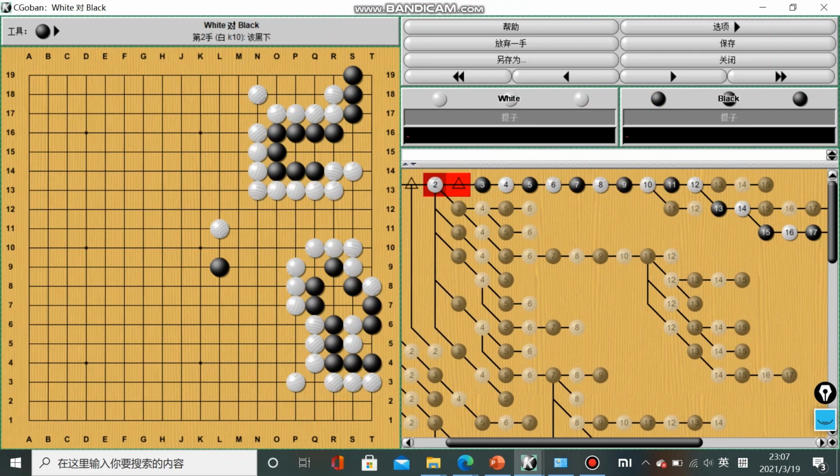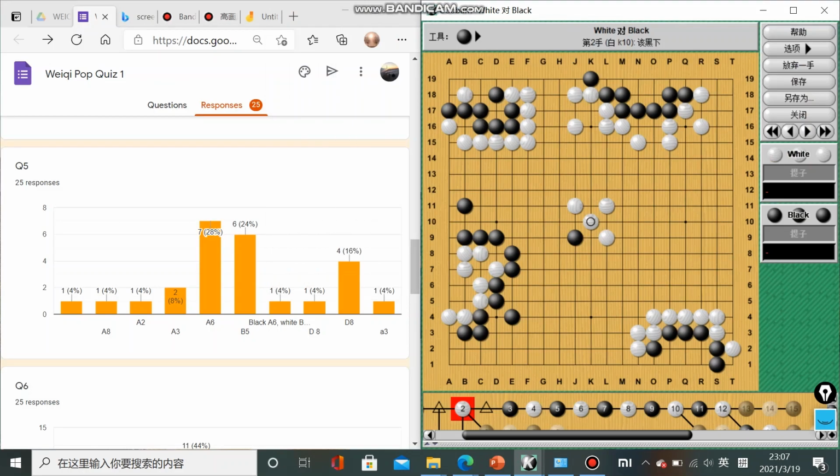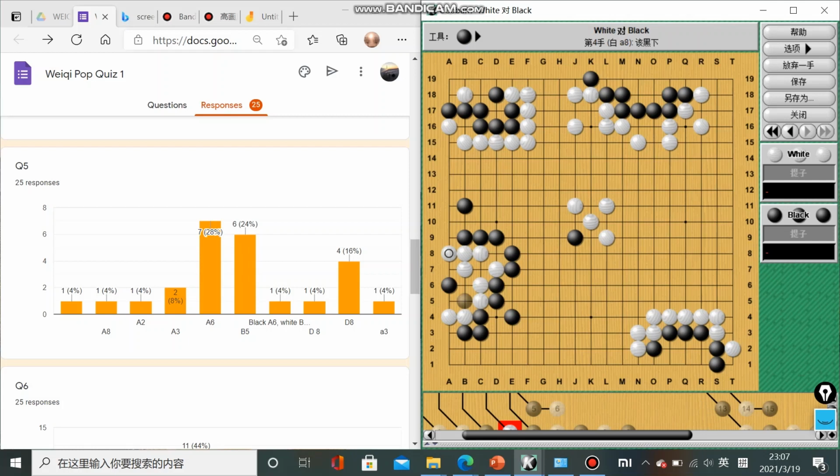How do we do it? Okay, so if you look at this question, white has a lot of spaces, but don't be confused by it. Basically, it has one big space and one small space. How do we approach it? We start from the big space because it has more weakness. This is the weakness we're talking about, because this will result in a snapback capture.